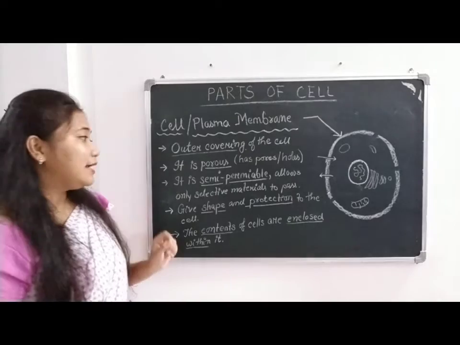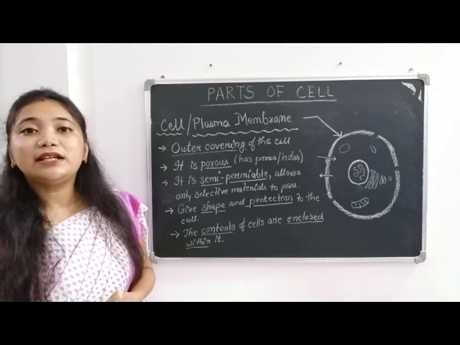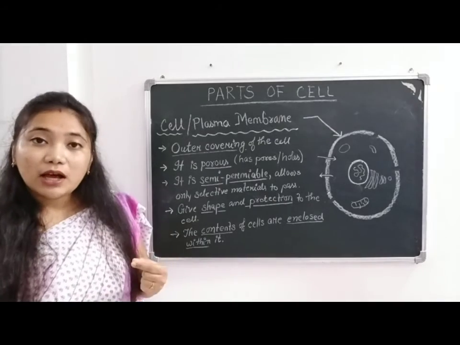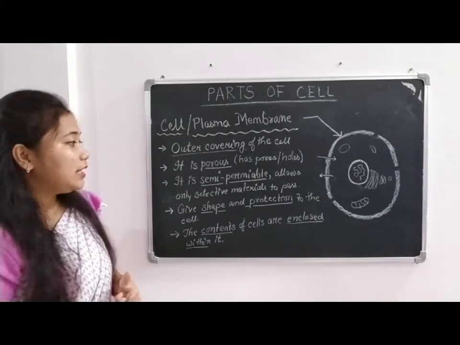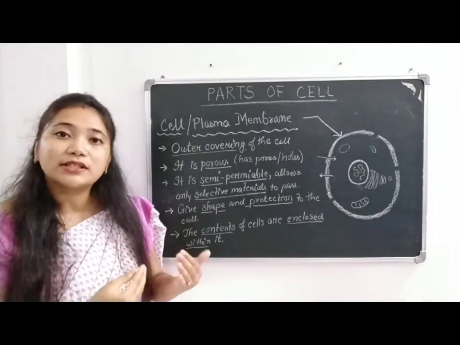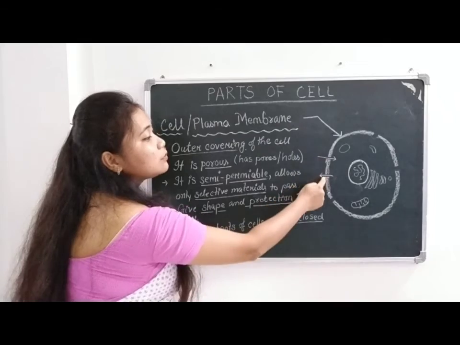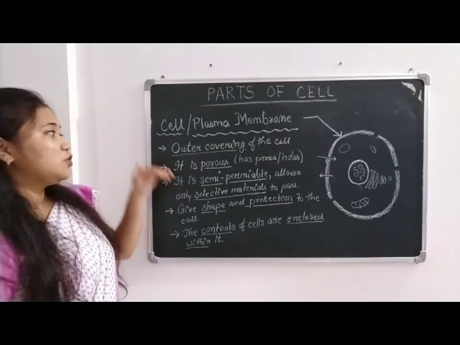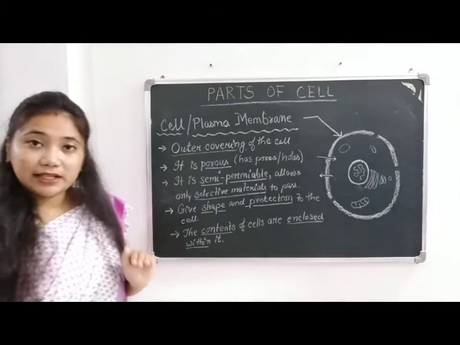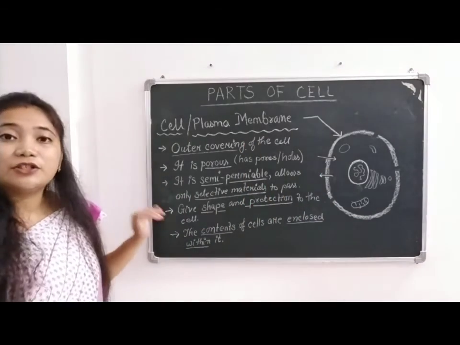So that will be another characteristic, that is, it is semi-permeable. Semi-permeable means it is not allowing everything to come in and out of it. It will allow only selective material. Only selective materials will be allowed to pass across the cell or plasma membrane. And through what will it pass? It will pass through these small pores that are present. So it is a thin covering, it has pores, and it will allow only selective material to move in or to move out.